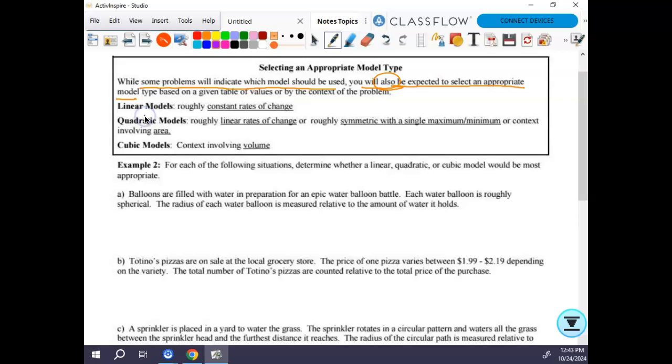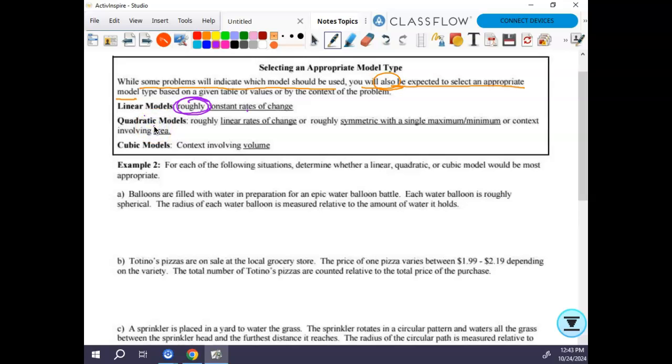For linear models, we have roughly constant rates of change. Up until now, it was linear if it had exactly constant rates of change. But that was very clean, made-up data. With real data, that's probably not going to happen, right? But roughly, for the most part, that's what's happening.